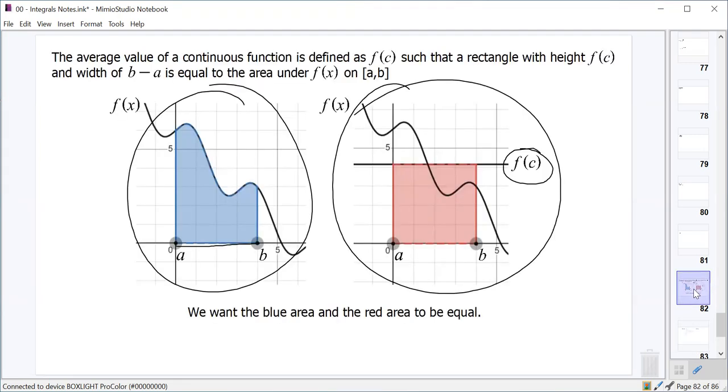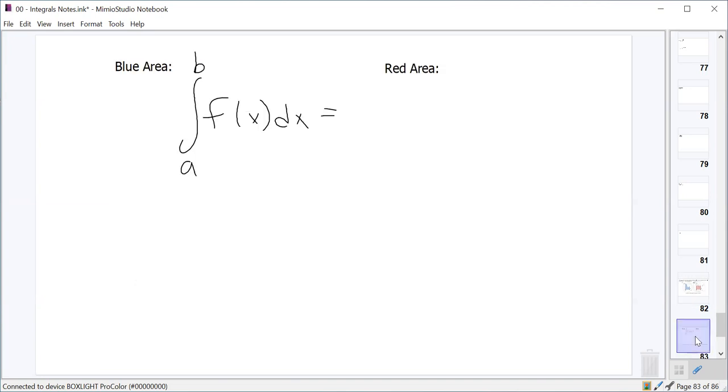Well, the red area is just a rectangle. Its area is length times width. Its width here is from A to B, or B minus A. And its height is the value we're looking for. Its height is f of c. So the red area is just b minus a times f of c.